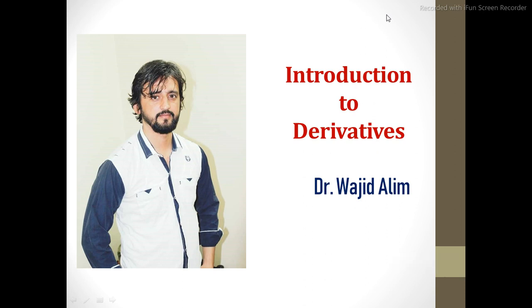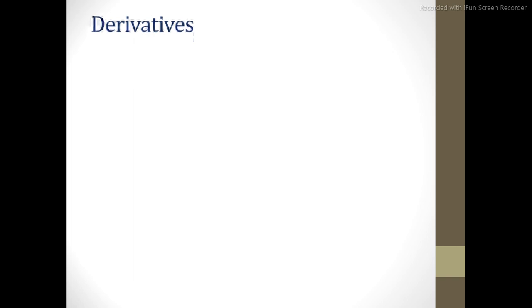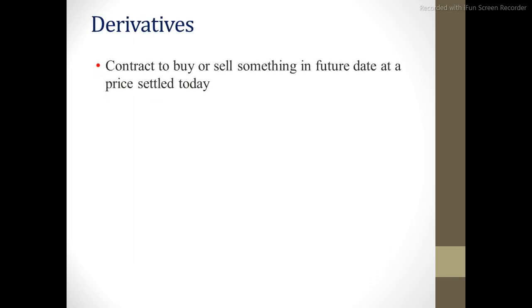Today I will discuss the derivatives. What are derivatives? Derivatives are a contract between two parties, between two investors, to buy or sell something in a future date at a price which is settled today.